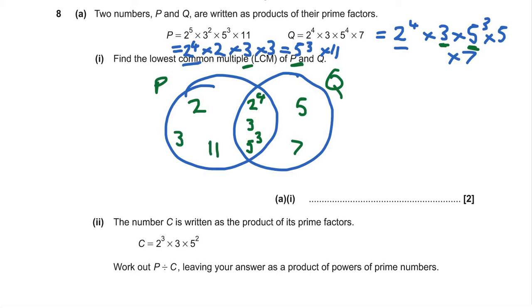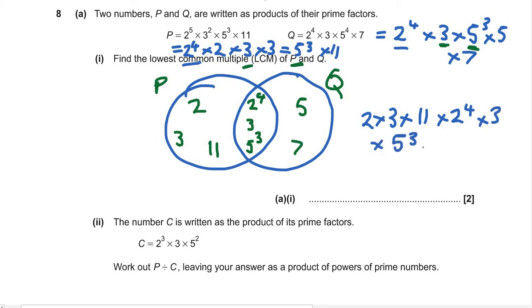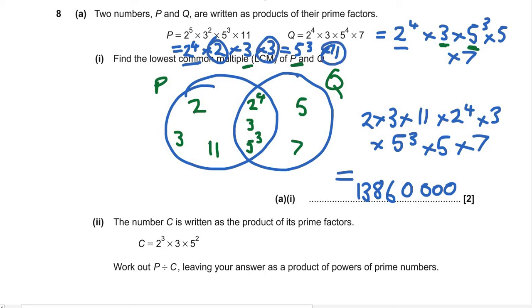And to find the lowest common multiple, we just multiply everything we see. So we do 2 times 3 times 11 times 2 to the 4 times 3 times 5 cubed times 5 times 7. And if you do this on your calculator, just to make sure you get it right, you should get 13,860,000. So that's a really nice way of computing the LCM. So you find everything that they have in common, and anything left goes on the outside. So that was 2, 3, and 11, and 5 and 7. And then you just multiply every number you can see.